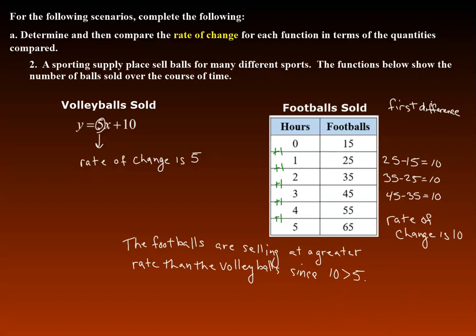So hopefully you found that the equation is the easiest one and that the rate of change from that is 5. And the table, again, the x column is going up by 1 every time, so we can use first differences again. And so then hopefully you found that by using first differences you get 10 each time. So the rate of change for the footballs is 10. The footballs are selling at a greater rate than the volleyballs, since 10 is greater than 5.